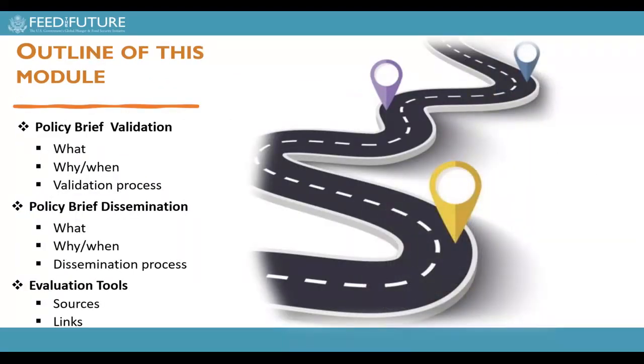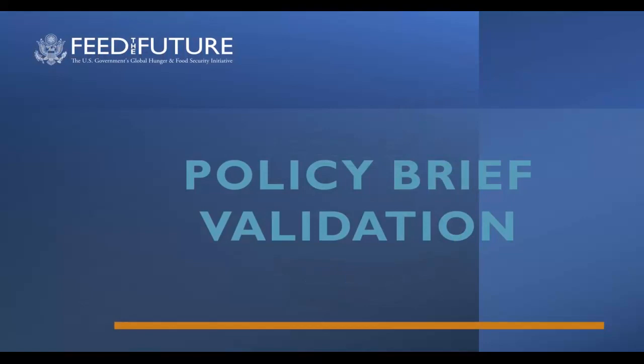The outline of this module has 3 sections. We will first explain what is policy brief validation, why, when to validate, the steps in the validation process. Then we will explain what is policy brief dissemination, why, when to disseminate, what makes a good dissemination process. Finally, we will share practical evaluation and dissemination tools. Let's start with policy brief validation.